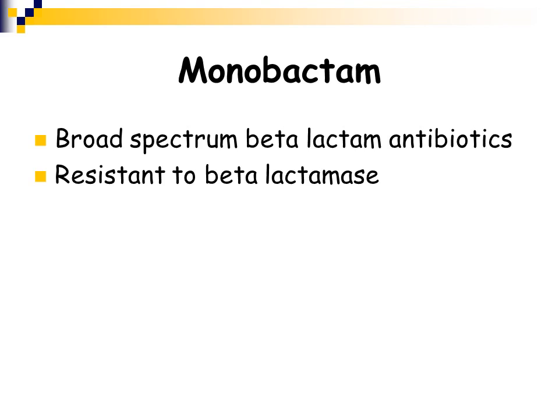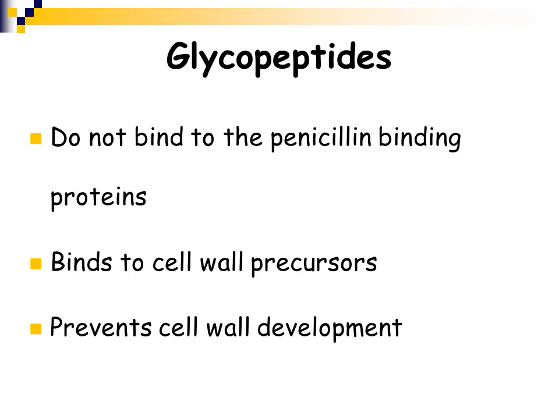Monobactams are broad-spectrum beta-lactam antibiotics, and they are resistant to beta-lactamase production by some bacteria. Glycopeptides don't bind to the penicillin binding protein like most beta-lactam antibiotics do. The glycopeptides bind to the cell wall precursors and prevent the development of the bacterial cell wall.